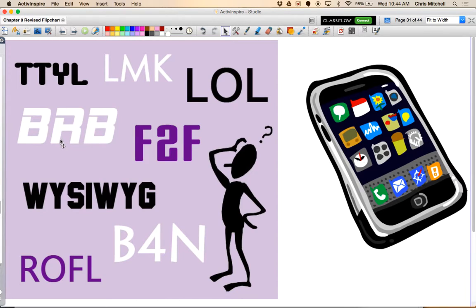Be right back. Rolling on the floor laughing, I believe that's what that means. I forgot what this one means, B4N. I can't remember what it means right now, but I'm sure you guys know. What about this one? Are you familiar with this one? This one means what you see is what you get.